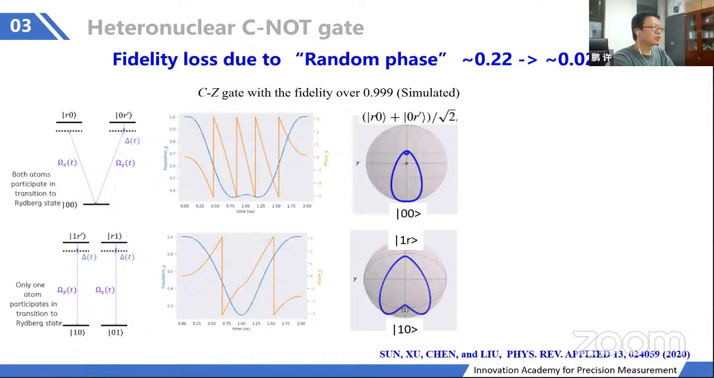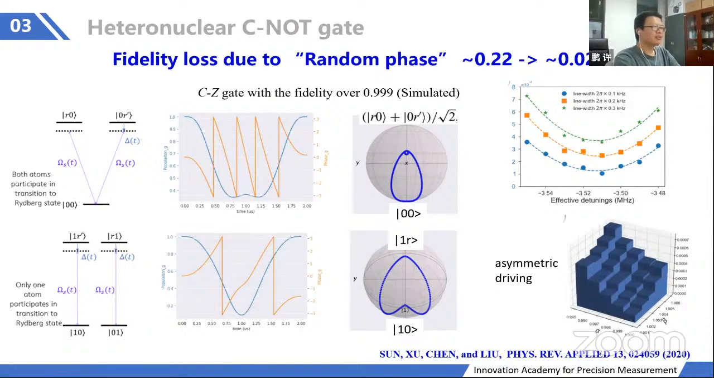Following this route, we just modulate the amplitude of the laser pulse, and we find it is possible to realize a very high fidelity controlled phase gate. This fidelity can be as high as 0.99, and here is a simulated readout.